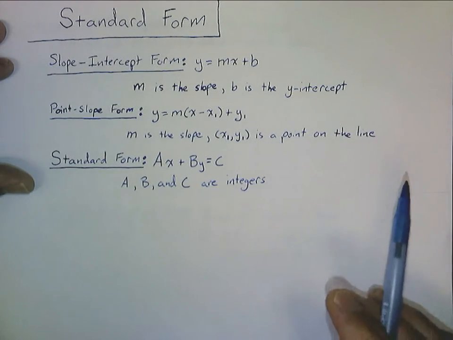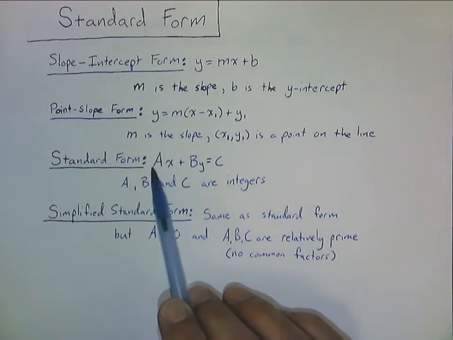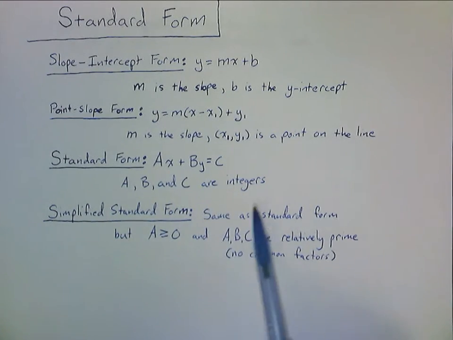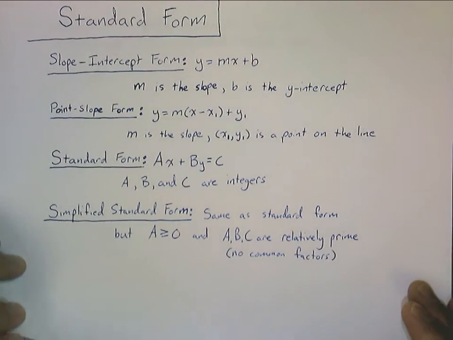But then one little more condition we can put on here and call it simplified standard form is it's just like standard form, where you have a number times x plus a number times y equals some number. But now the first number, a, has to be greater than or equal to 0, meaning it can't be negative. And also a, b, and c are relatively prime, meaning they have no common factors, of course, other than 1. And so let's just work through an example to see how this works.